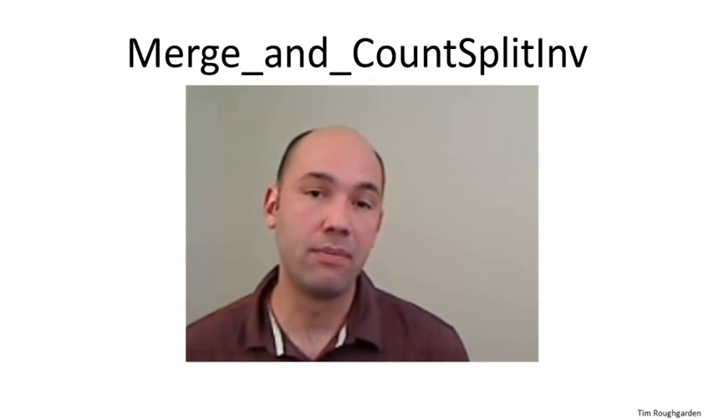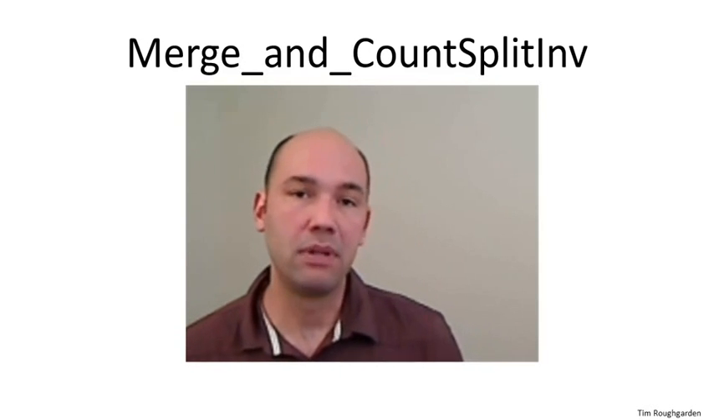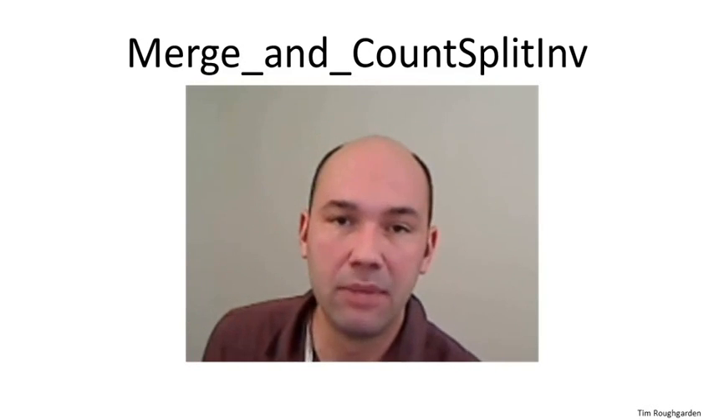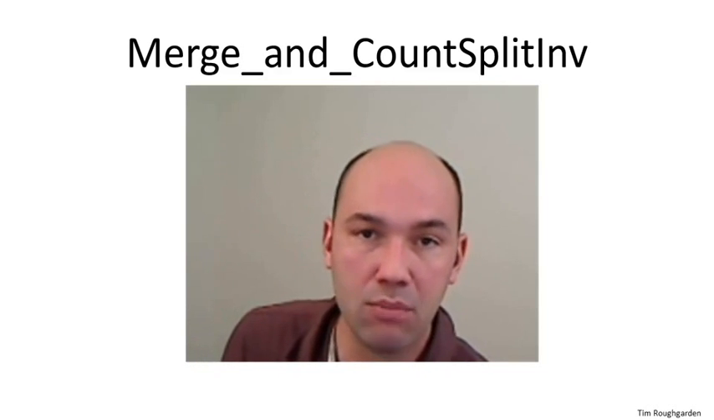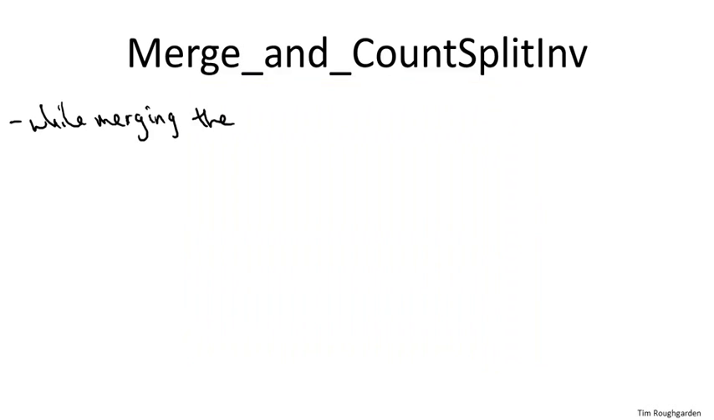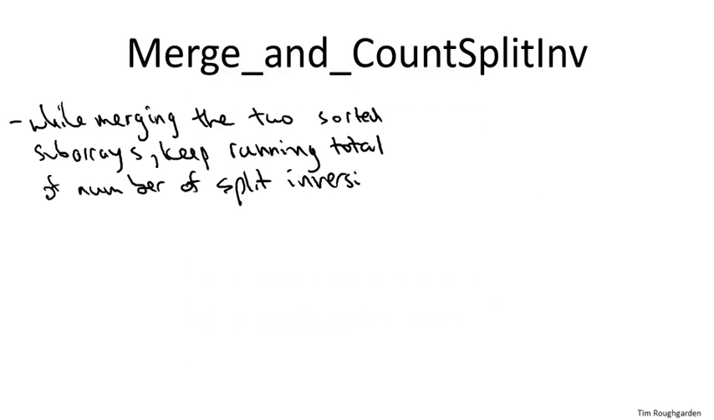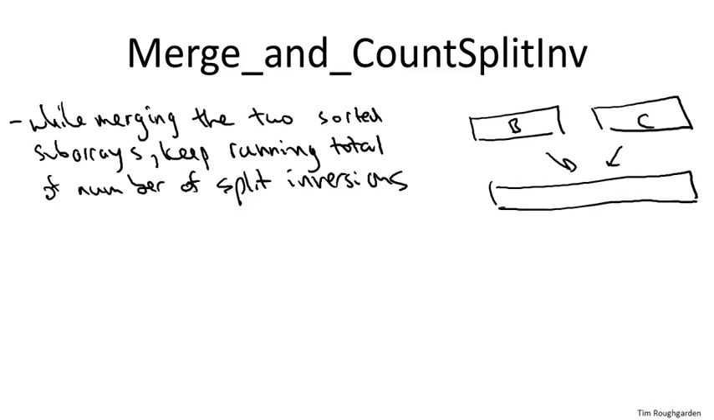And this will follow immediately from the previous claim, which indicated how split inversions relate to the number of elements remaining in the left array as you're doing the merge. So the idea is the natural one: as you're doing the merging of the two sorted subarrays, you just keep a running total of the number of split inversions that you've encountered. Right, so you've got your sorted subarray B, you've got your sorted subarray C, you're merging these into an output array D, and as you traverse through D and K goes from 1 to N, you just start the count at 0 and you increment it by something each time you do a copy over from either B or C.